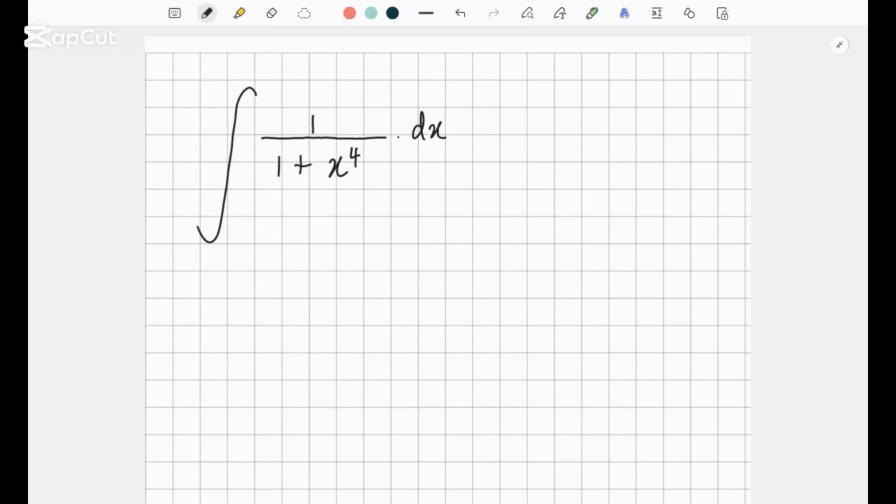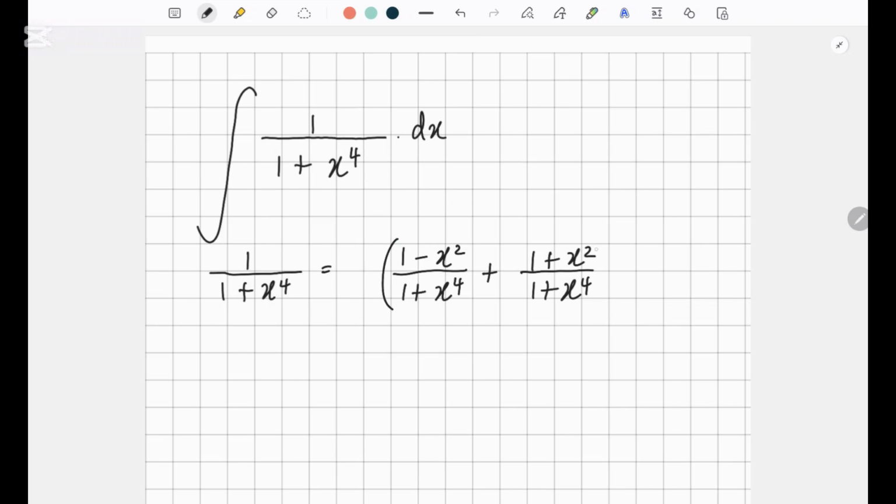Hi everyone, I'm going to show you how to integrate 1 over 1 plus x to the power 4. You could write 1 over 1 plus x to the power 4 as (1 minus x squared) over (1 plus x to the power 4) plus (1 plus x squared) over (1 plus x to the power 4), right? But there's one more thing you should add into this. You should multiply the whole thing by half.